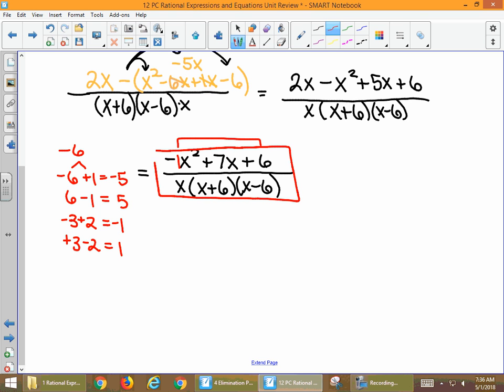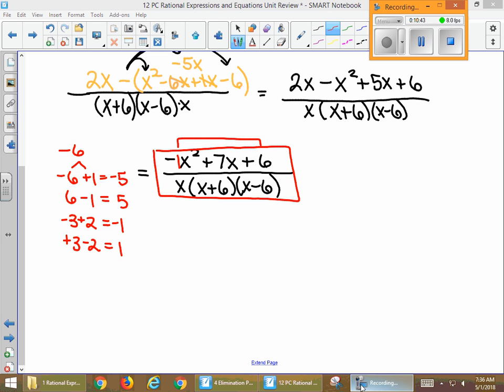So that is my final answer of that subtraction. You do always want to look for that last factoring situation. Can I factor and cancel? And if you can't, leave it. All right, beautiful.